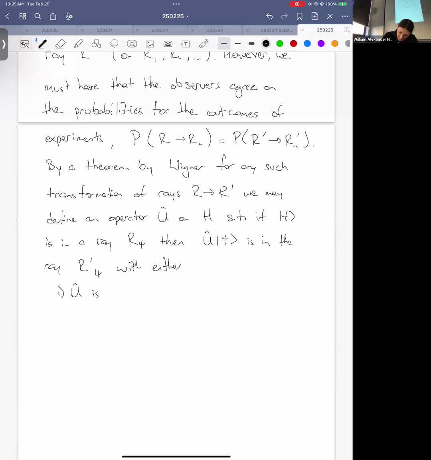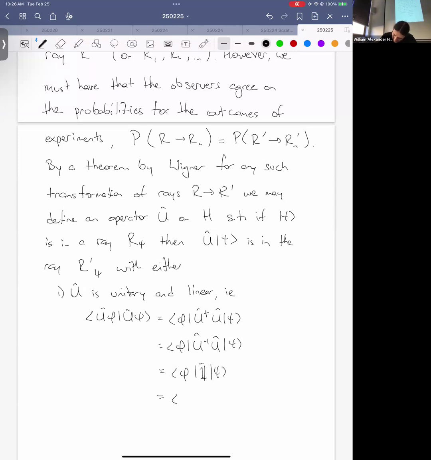one, U hat is unitary and linear, which is to say that ⟨Uφ|Uψ⟩ is equal to ⟨φ|U†U|ψ⟩ is equal to ⟨φ|U⁻¹U|ψ⟩, which is ⟨φ|I|ψ⟩, I'm being super pedantic here, which is ⟨φ|ψ⟩. This is precisely that statement that the probabilities are not changing from the way that observer O is described in the system and the way that the observer O prime is described in the system.